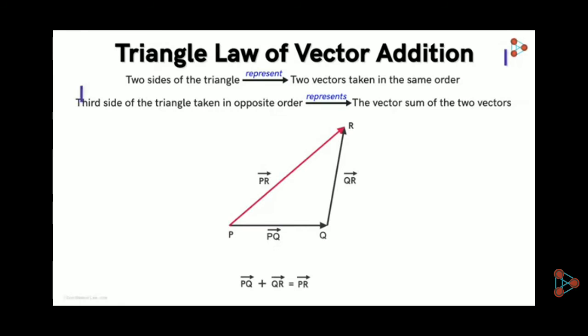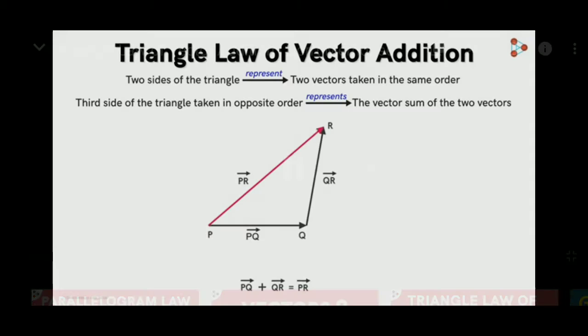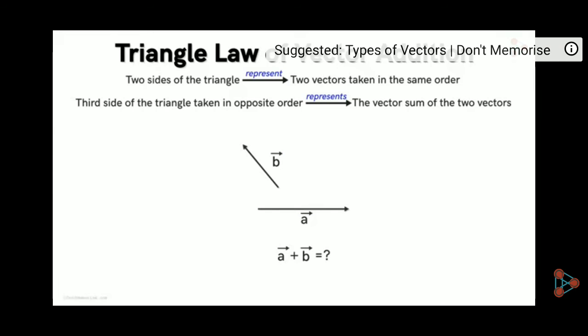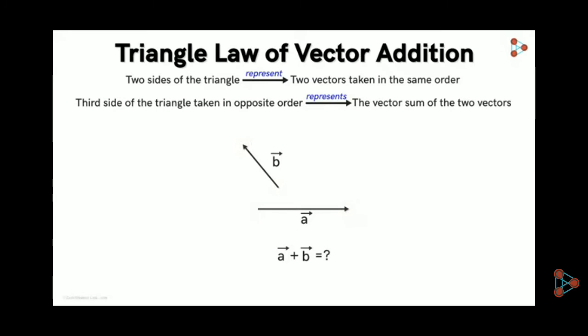Take a moment and have a look at this. Now, by applying this law, we can add any two vectors. Suppose we have to add these two vectors A and B. So for this, first we need to position the two vectors such that the initial point of one vector coincides with the terminal point of the other vector. So, we move the vector B parallel to its position without changing its magnitude and direction, and place it such that the initial point of vector B coincides with the terminal point of vector A.